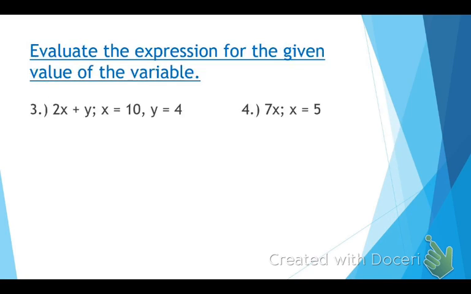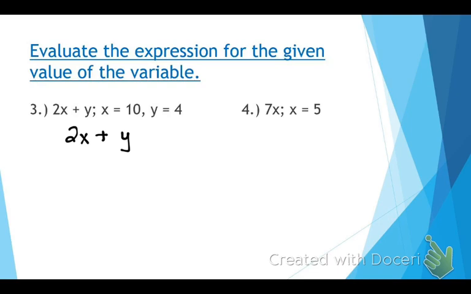For numbers 3 and 4, our instructions say evaluate the expression for the given value of the variable. So let's start with the first one, 2x plus y when x equals 10 and y equals 4. So let's just go ahead and start by rewriting our variable expression. Remember, a variable expression is when you've got numbers and variables and then some kind of an operation mixed into there. Now all we want to do is we want to plug in the numbers.